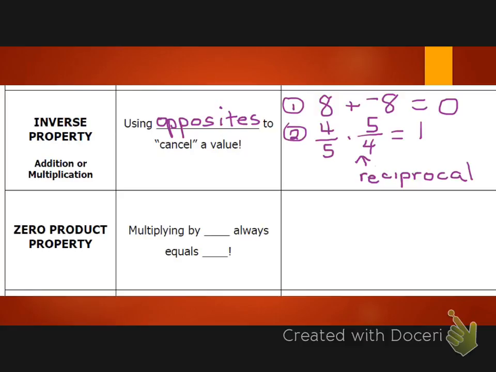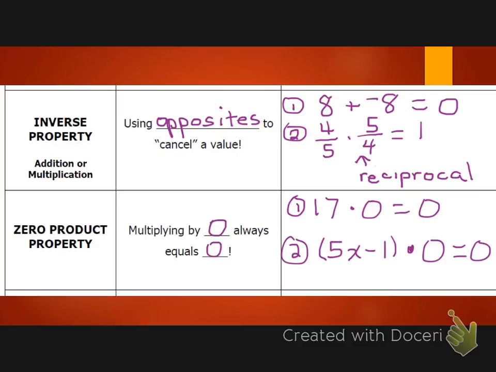You might also remember the zero product property. Multiplying by 0 always equals 0. Well, that's pretty easy, right? 17 times 0 equals 0. And if you have the quantity of 5x minus 1 and multiply it by 0, you're still going to get 0. That's the zero product property. Zero product. Product is multiplication.